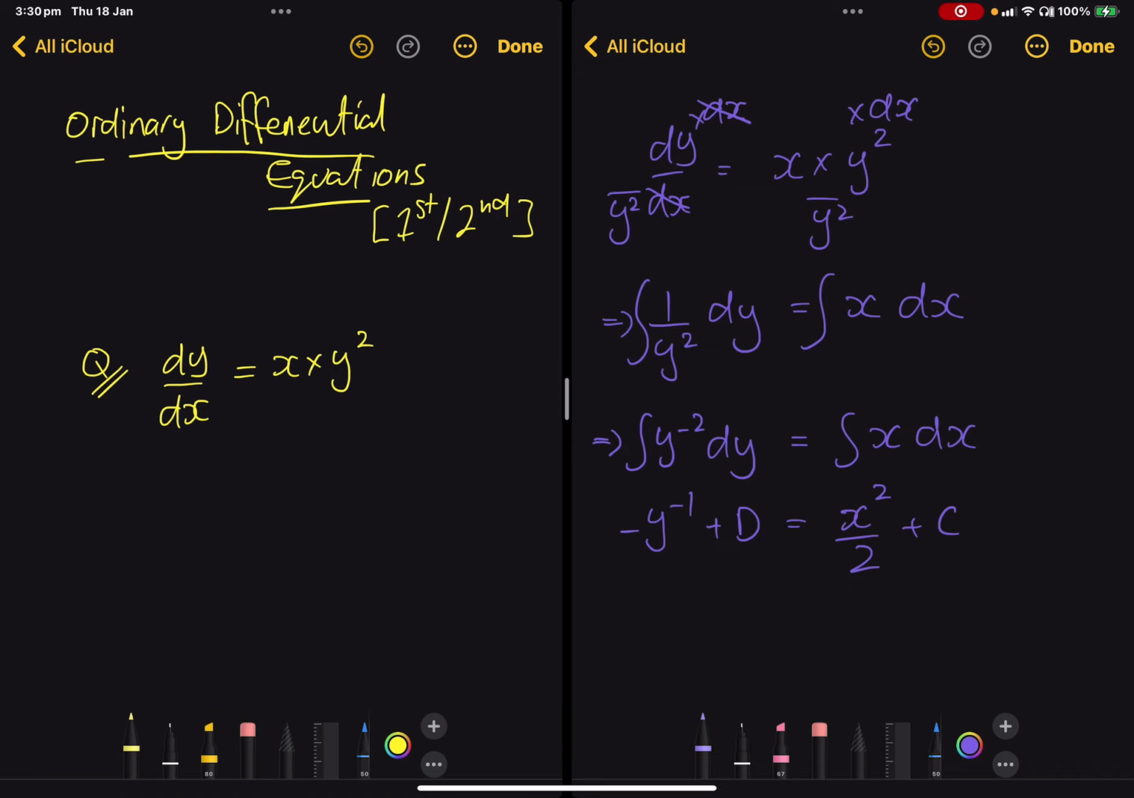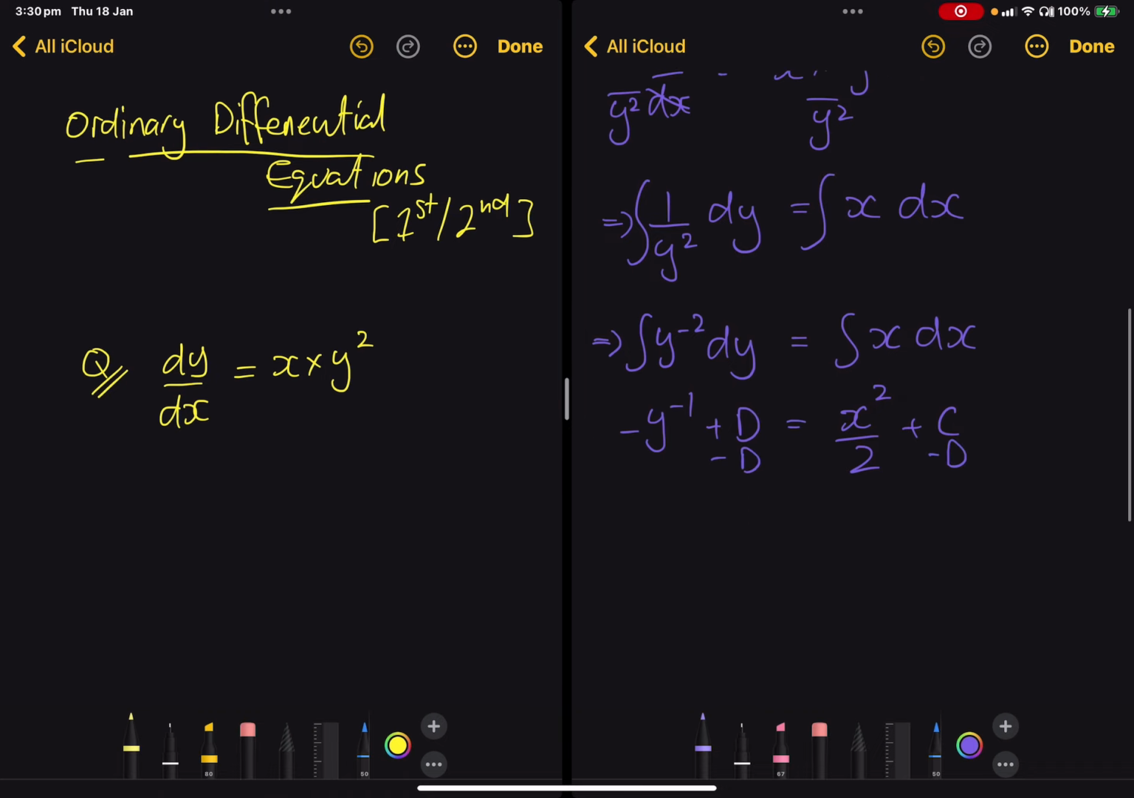Now at this point, the two constants we can put together. So we can minus d from both sides. We then have c minus d on the right. We'll just call that a new constant of integration that we'll call e. So we have minus 1 on y is equal to x squared on 2 plus constant of integration e.